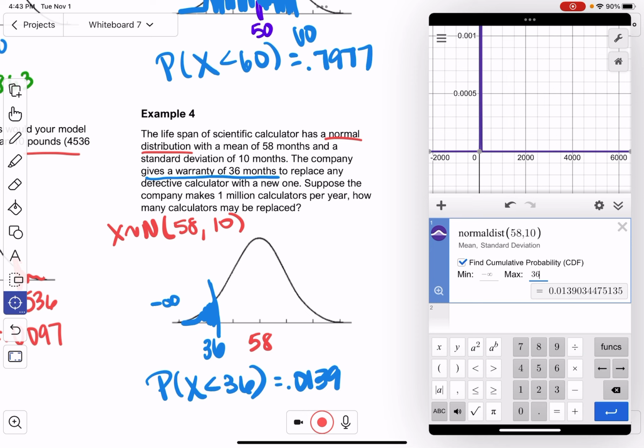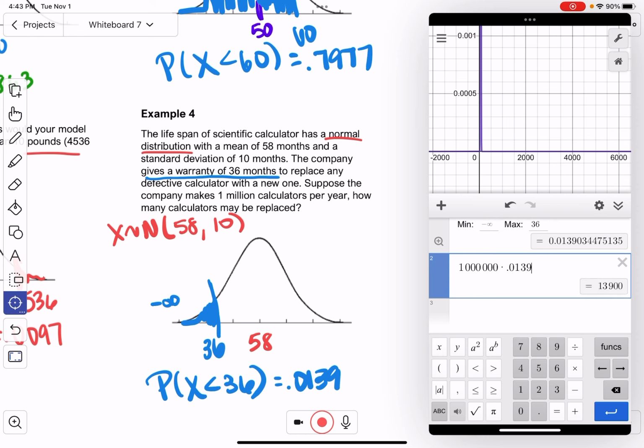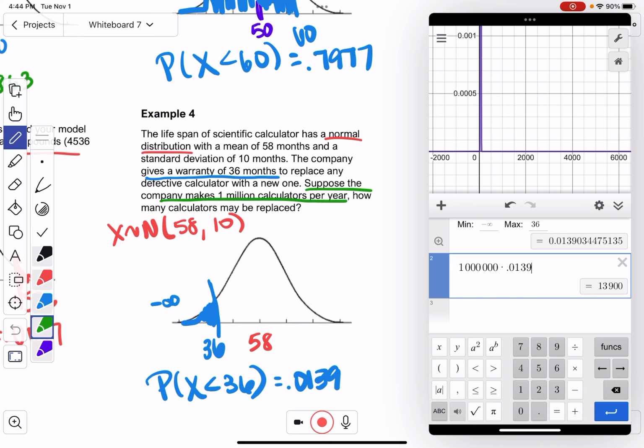Now, if I want to find how many I have to replace out of a million, let's take a million. Multiply it times that percentage, which is 0.0139. So out of those million calculators, I'm going to have to replace 13,900 of them.